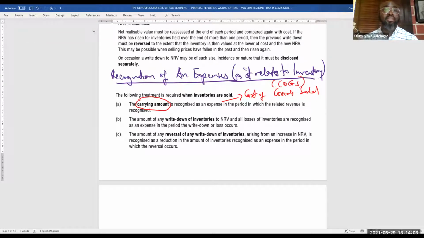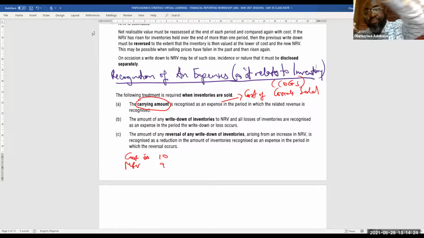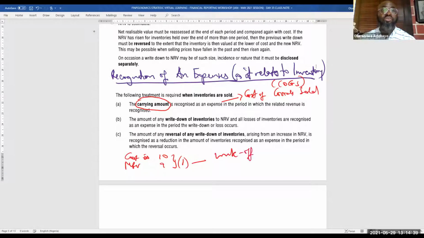Number two is that when your cost is 10 and your NRV is 9, what you are trying to do is reduce your inventory value by 1, which will be written off into cost of goods sold.